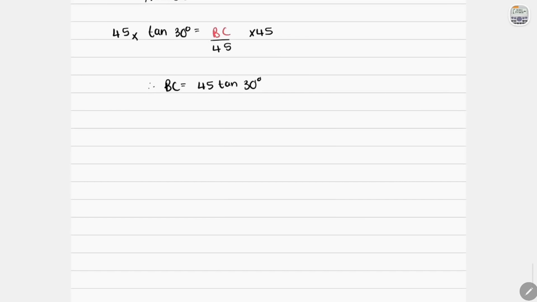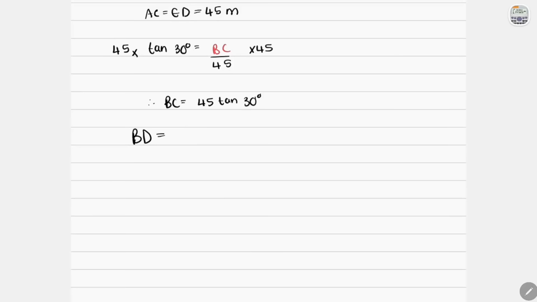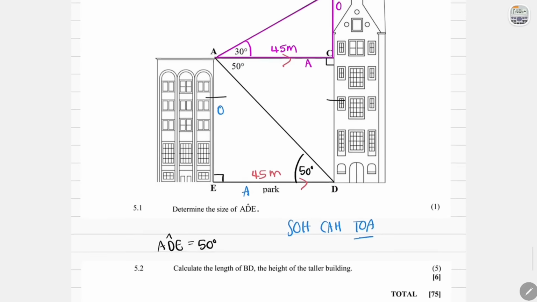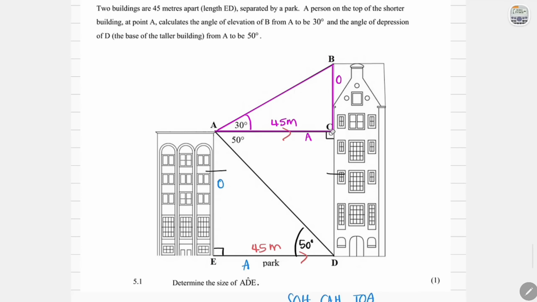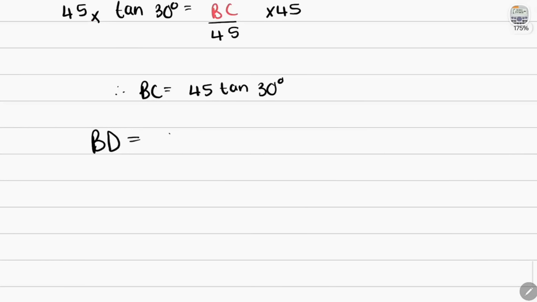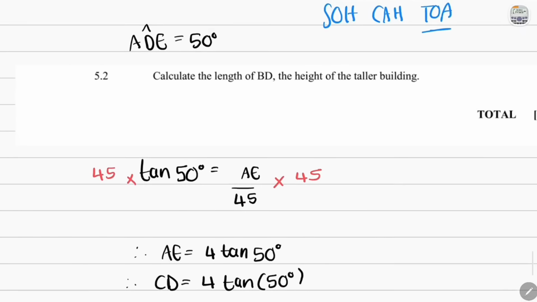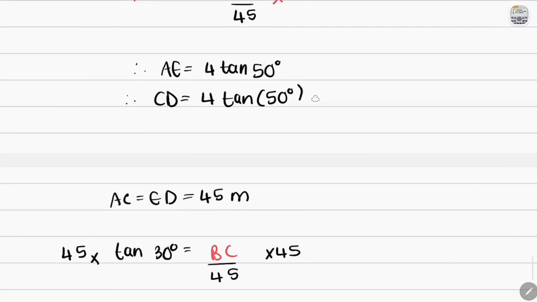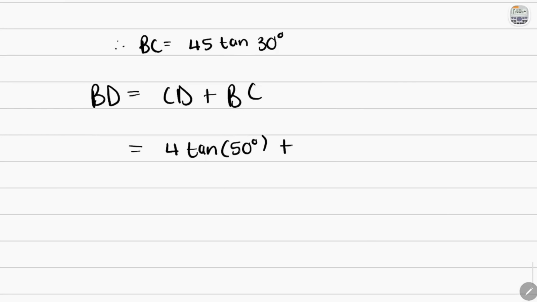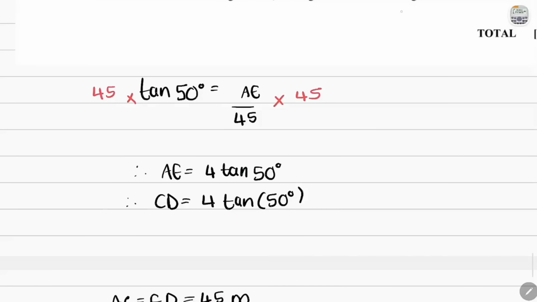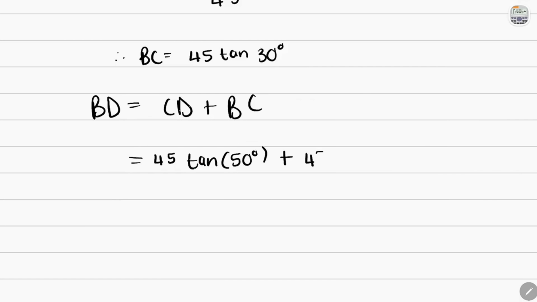So join your lines. BD is made up of CD plus BC, so we'll add them together. We already know that CD is 45 tan 50 degrees, I'll take it as it is, plus BC, which is 45 tan 30 degrees. Did I say 4? It's 45. I apologize for that. It should be 45, not 4. Let's get our answer.